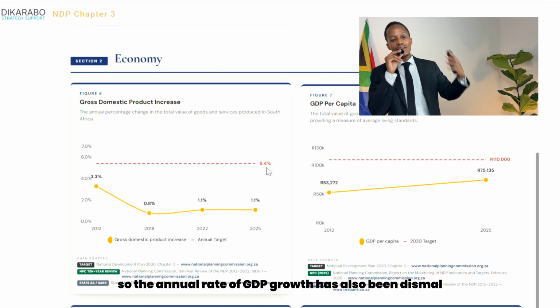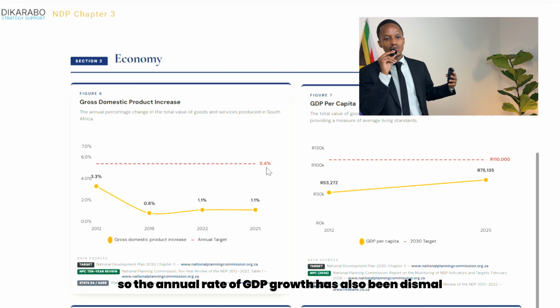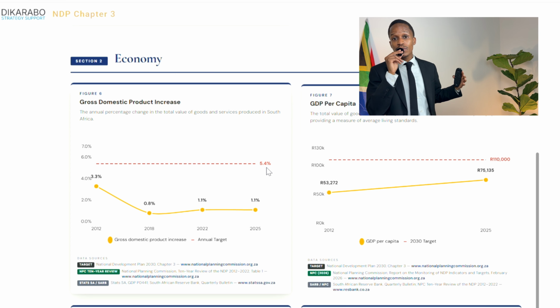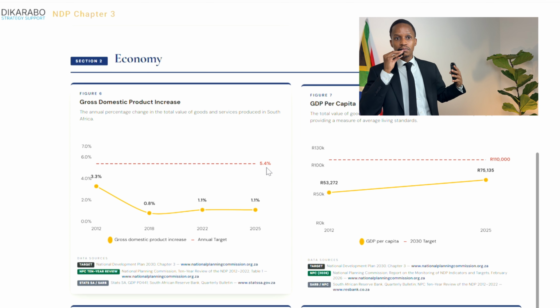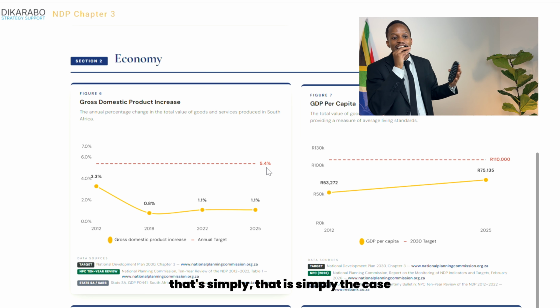So the annual rate of GDP growth has also been dismal. The economy is not growing at the rate that's needed to really support the population and provide all the young people that are graduating and coming into the economy with jobs. That is simply the case.